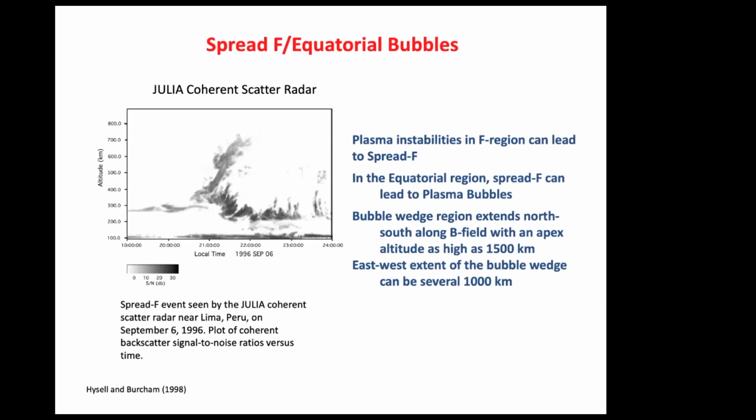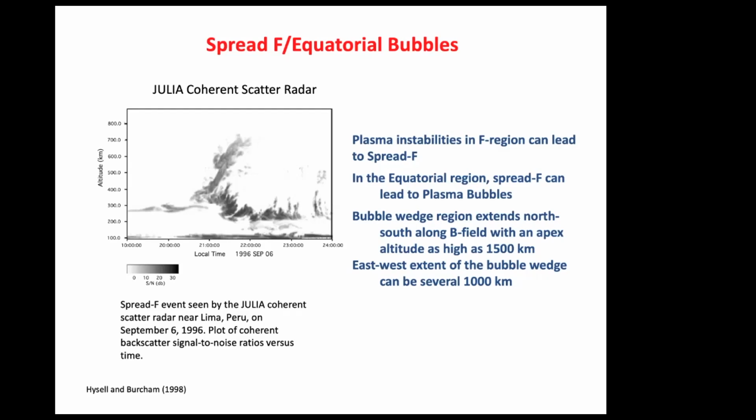Plasma instabilities in the F region can lead to spread F irregularities. In the equatorial region, spread F can lead to plasma bubbles at night. Plasma bubbles are vertically elongated wedges of depleted plasma that drift upward from beneath the bottom CEDAR layer to altitudes as high as 1,500 kilometers.